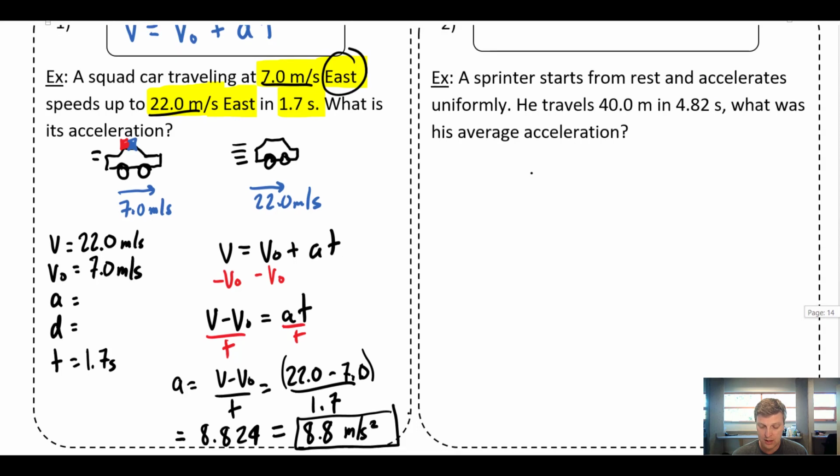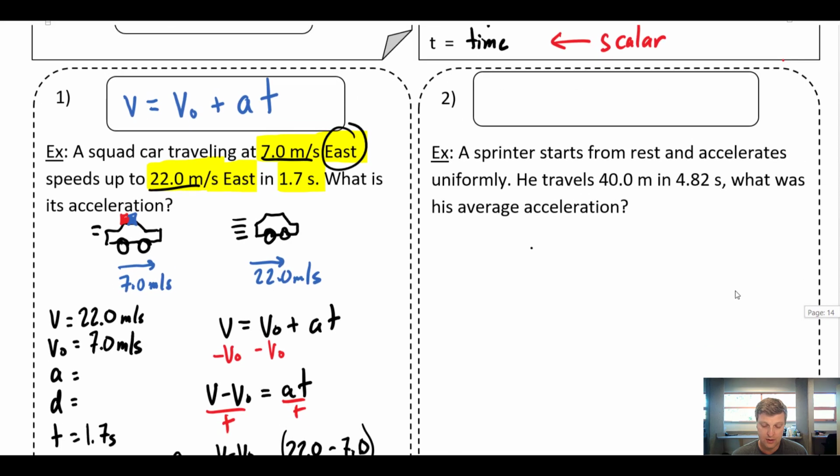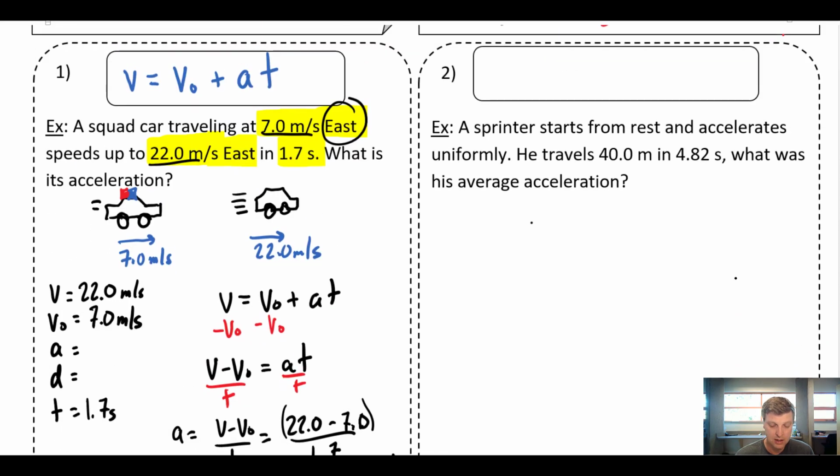Okay, so let's look at another example here. Oh, first, let's get you another formula. You lucky people. Okay, so the next formula is going to start like this. This one's a little more complicated. It looks like this. It says d, displacement, equals v0 times time plus 1/2 acceleration times time squared. So let that sink in for a second. It's a bit of a doozy.